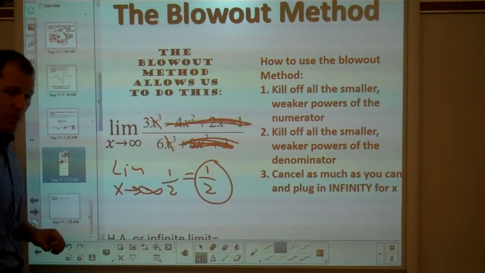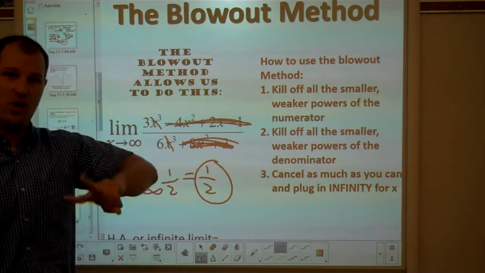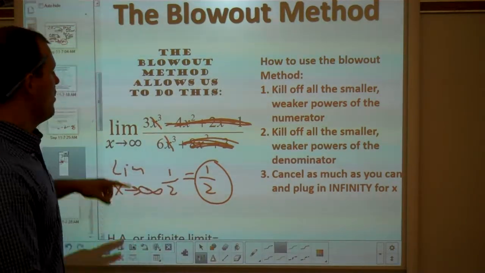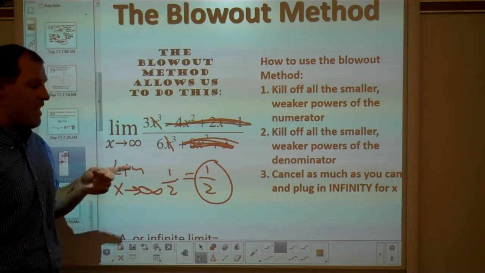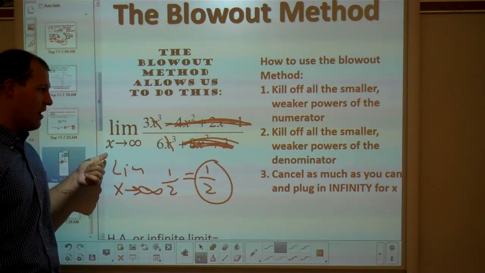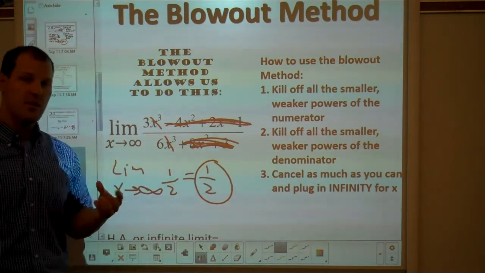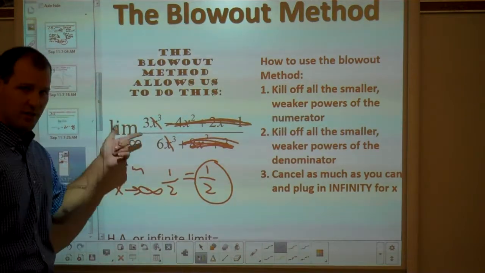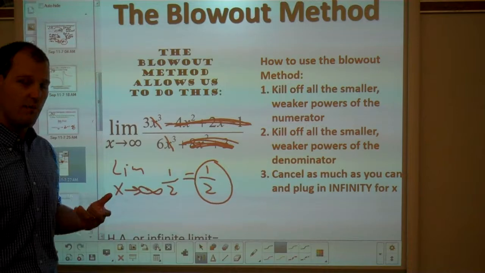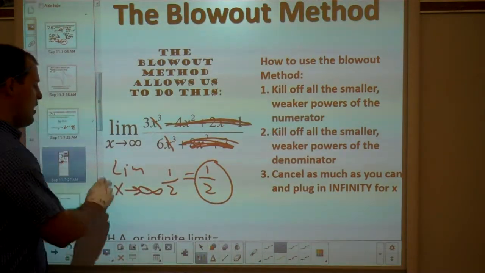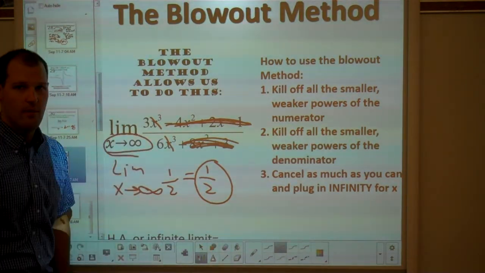Now be careful. The blowout method is only good for two things, so don't just apply it randomly. The only things it's good for is finding horizontal asymptotes and finding limits as x approaches infinity of rational functions. When I say rational function, I mean something that's a fraction, and it works best actually if it has polynomials in it. So be really, really careful. We don't apply this to all limits, only when you see infinity right there.